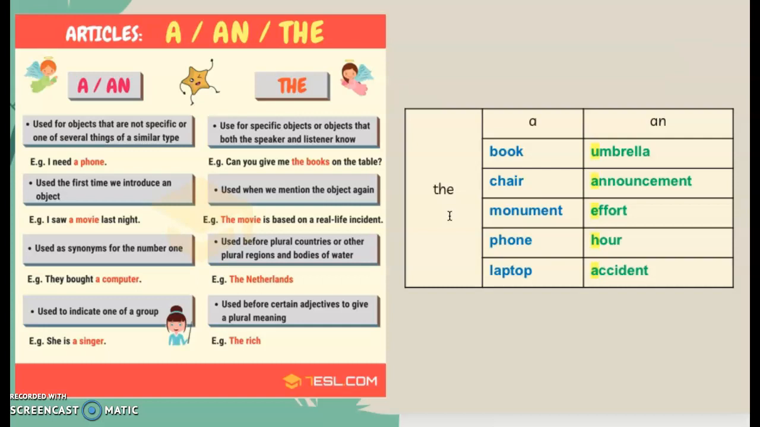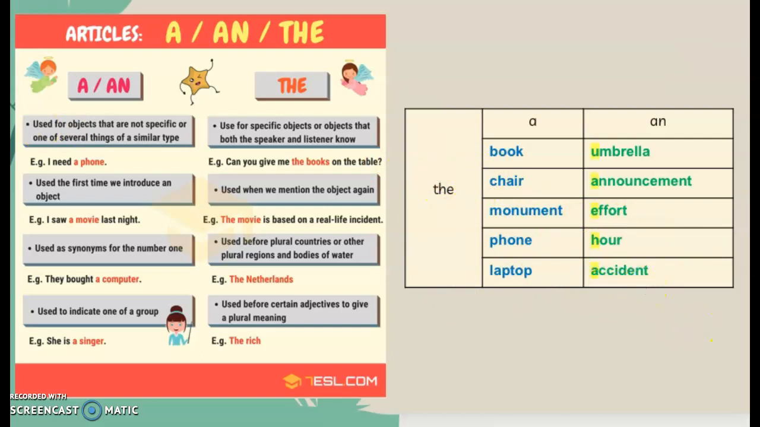If I say I want a book, that means you can give me any book, any kind of book. But if I say I want the book, that means that specific book. I want a very specific book. So the chair, the announcement, the monument, the effort, the phone, the hour, the laptop, the accident.